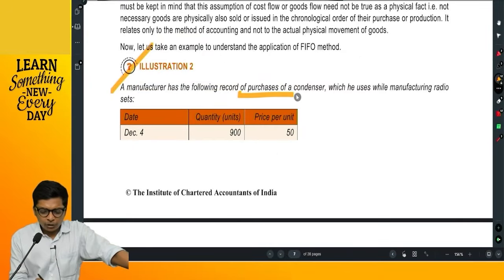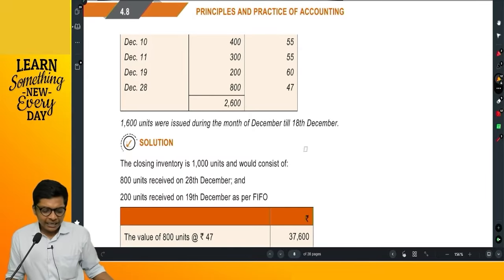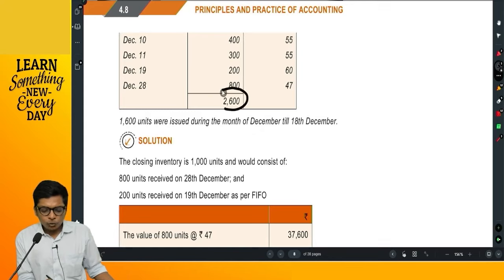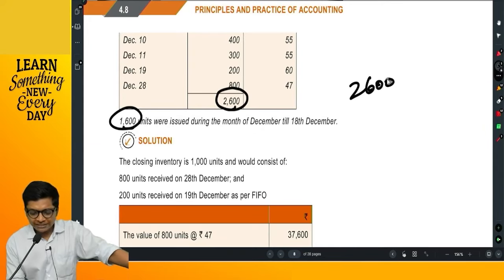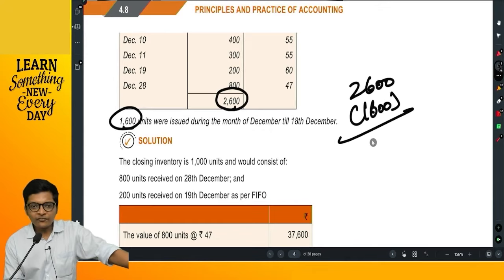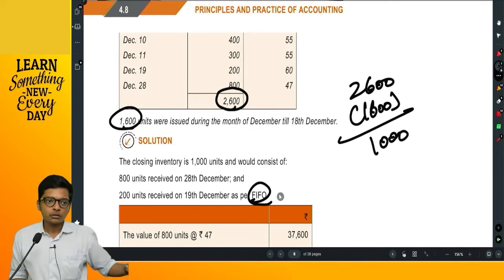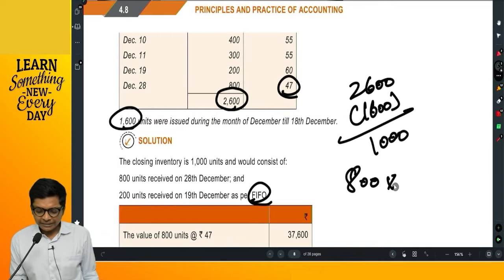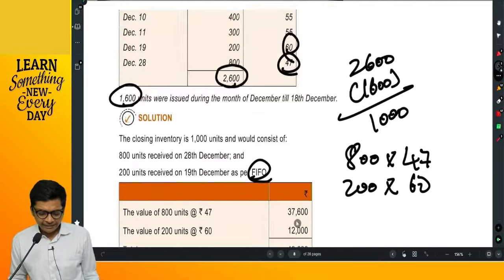A manufacturer has the following record of purchase of condensers. He has purchased on different dates. At the end, how many were left over? Out of 2,600 he issued 1,600. So I am left with 1,000. What is the price of these 1,000? Using the FIFO method, 800 into 47, 200 into 60. That's my answer.